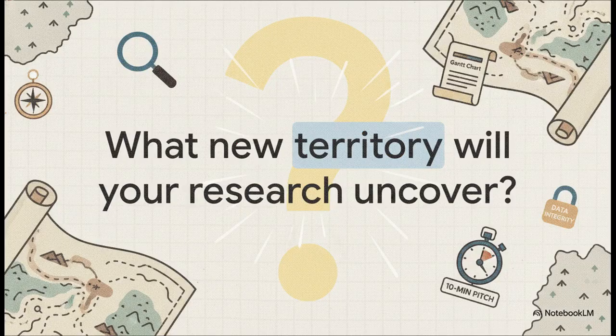So we've laid out the entire structured path today, from finding that really specific gap, mapping out your Gantt chart, surviving the 10-minute pitch, all the way to upholding absolute data integrity. You now have the map. You know exactly how to survive the bureaucratic process. But the real question is, what new territory will your research actually uncover? What meaningful scientific contribution are you going to make? I highly encourage you to take this framework, go out there, and find out. Thanks so much for joining me on this explainer, and best of luck on the journey ahead.